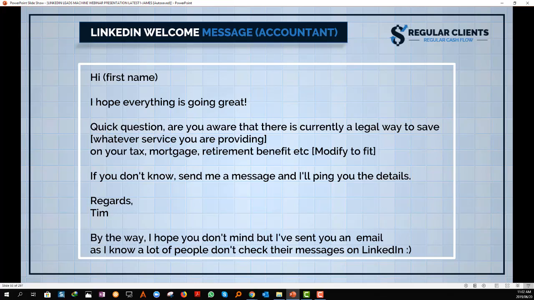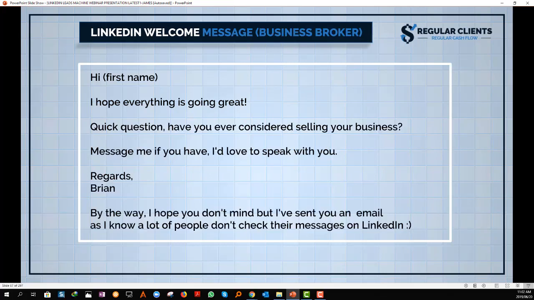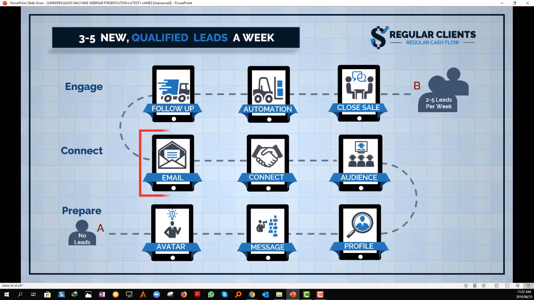And then again, at the bottom there, "By the way, I hope you don't mind, but I've sent you an email, as I know a lot of people don't check their messages on LinkedIn." Smiley face. Let's have a look at another one. If you were a business broker, for instance, "Hi, first name, I hope everything is going great. Quick question, have you ever considered selling your business? Message me if you have, I'd love to speak to you. Regards, Brian." And then, of course, "By the way, I've sent you an email" message below that again.